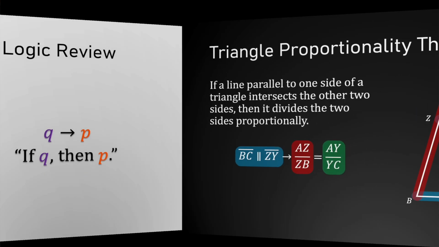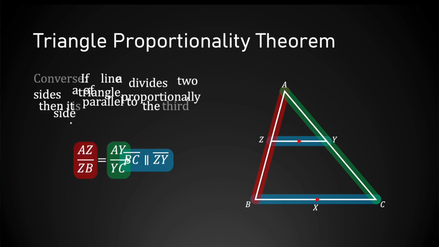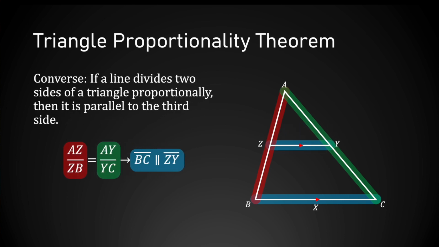So we're about to simply switch our hypothesis and conclusion. So coming back to the theorem, the converse of the theorem states that if a line divides two sides of a triangle proportionally, then it is parallel to the third side. Because this theorem and its converse are true, I can replace this right arrow with a double arrow to show that it goes both ways.